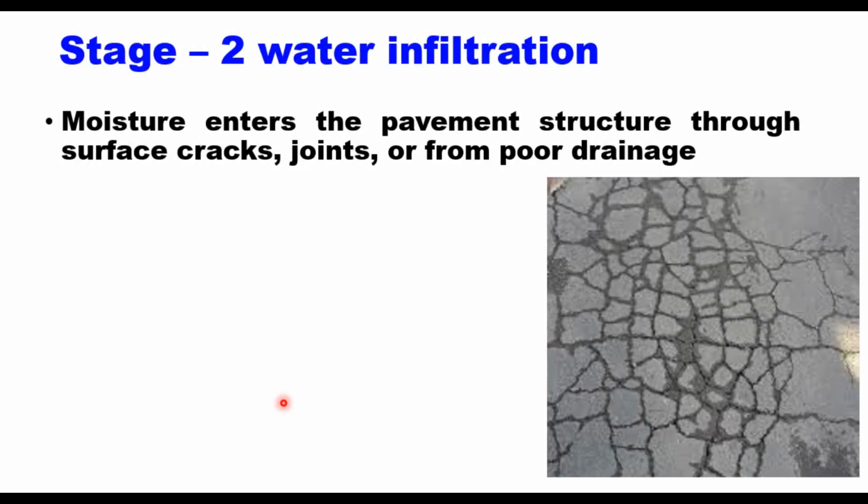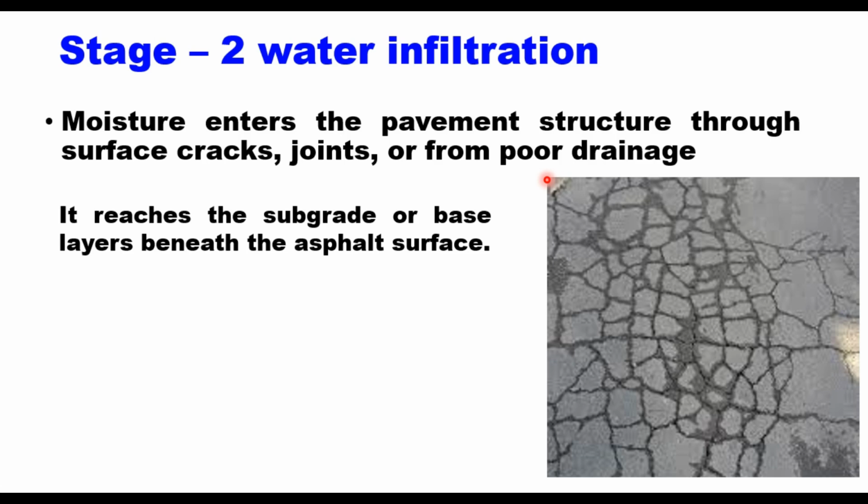After the pavement surface has cracked, the second stage is water infiltration. Moisture enters the pavement structure through surface cracks, joints, or from poor drainage. As water infiltrates through cracks, it reaches the subgrade or base layers beneath the asphalt surface. Water weakens the subgrade by reducing its load bearing capacity. It now provides less support to the overlying layers.